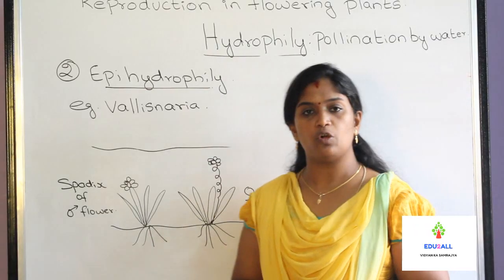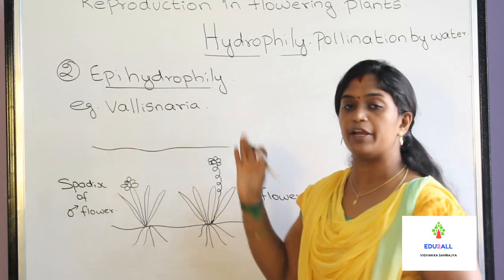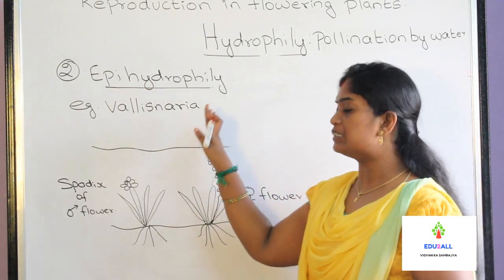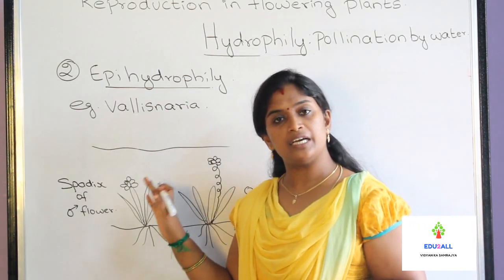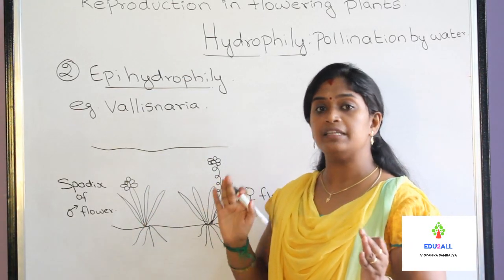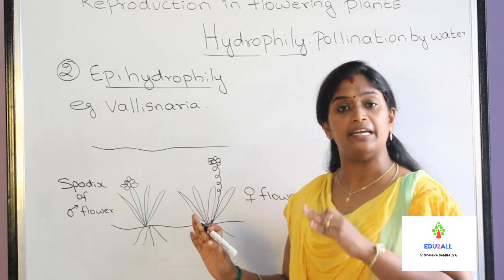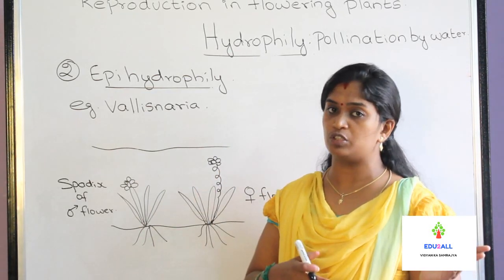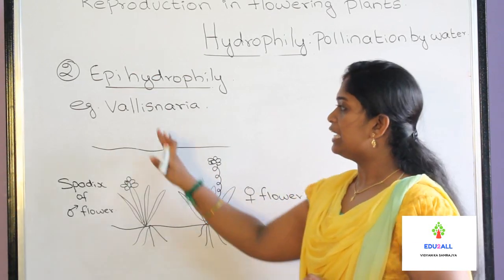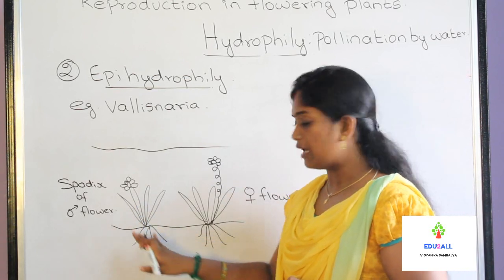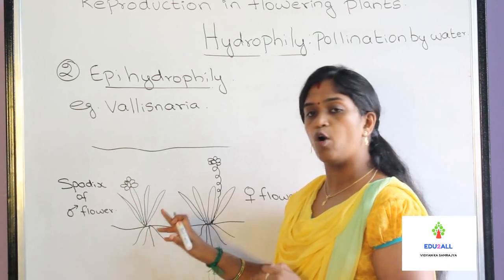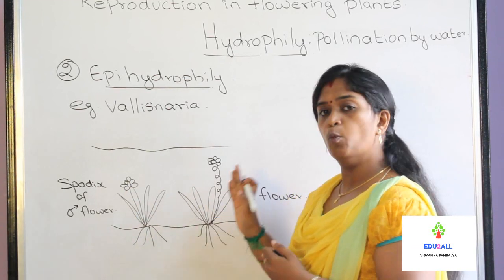The second condition of hydrophily is epihydrophily, where the pollination takes place at the surface. The example is Vallisneria. Vallisneria is also a submerged plant where the male plant is separate and the female plant is separate, not similar to Zostera where the male and female flowers are present on the same plant. In Vallisneria, the plants are submerged and rooted, and produce narrow leaves in order to resist the moving water current.